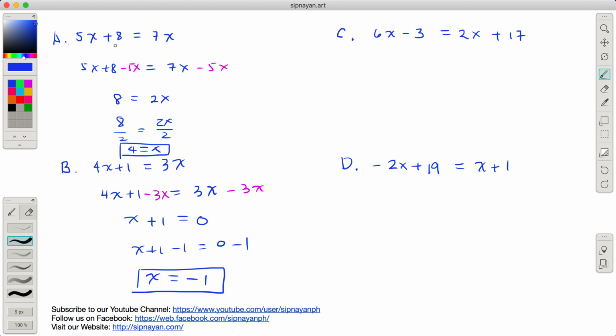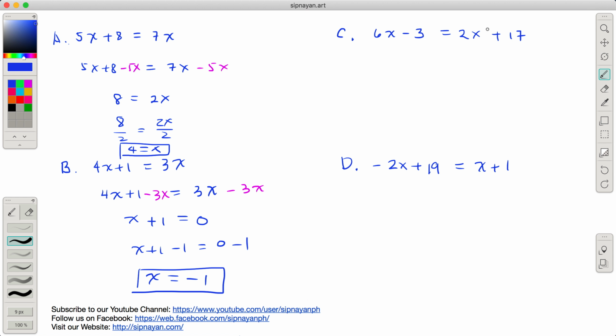Okay, ito medyo komplikado na yung pangatlo. 6x minus 3 equals 2x plus 17. So, merong mabilis, sa una, syempre, medyo careful tayo. Pero pag habang patagal ng patagal, syempre, tuturo ko na sa inyo yung shortcut. So, una is to decide kung saan nyo gusto yung x, nasa kaliwa ba o nasa kanan. In this case, mukhang mas madali siya kaysa sa kaliwa.